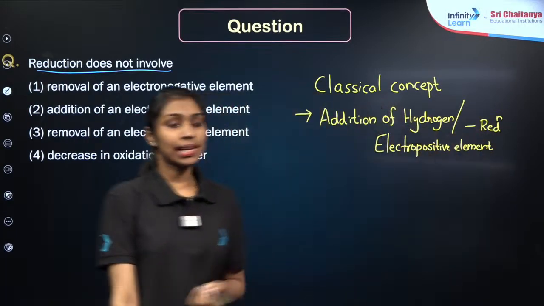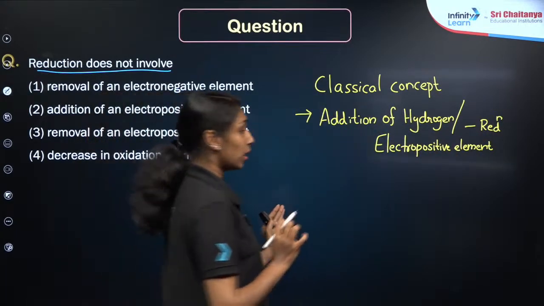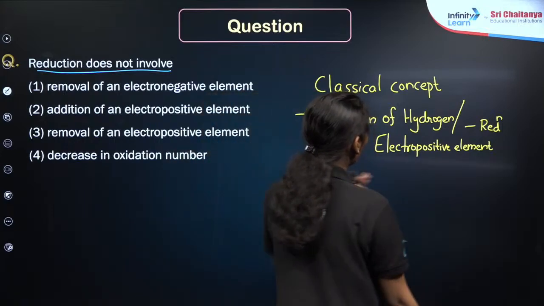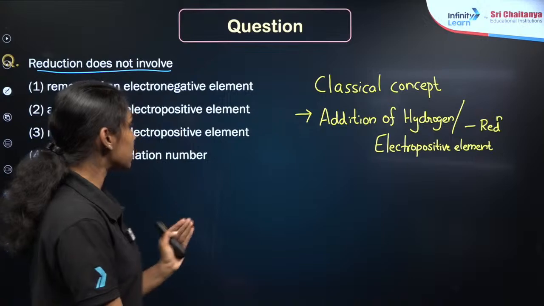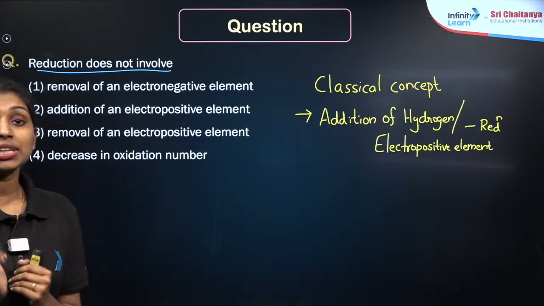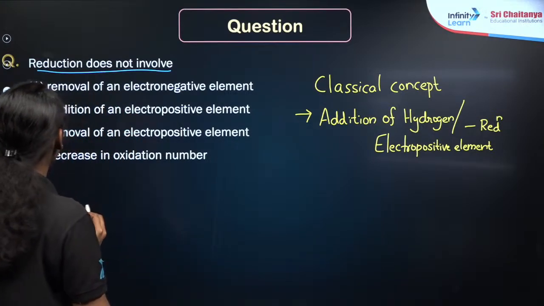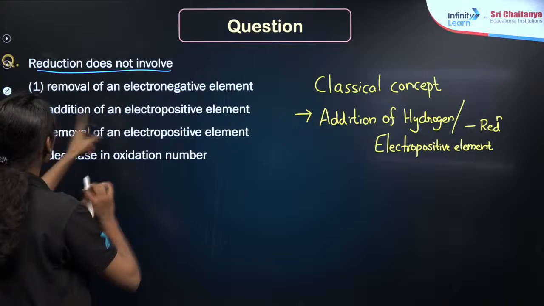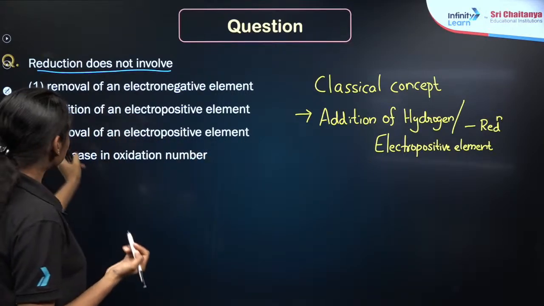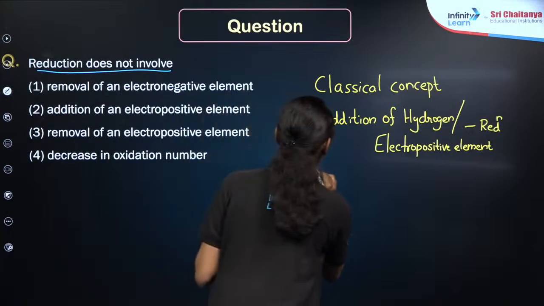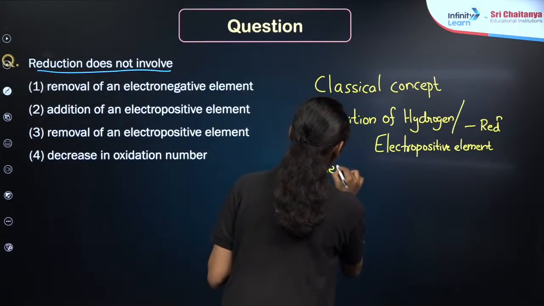According to the classical concept, reduction is known as the addition of hydrogen or addition of an electropositive element. So this will be the explanation of reduction. Addition of an electropositive element, and also the removal of oxygen or any electronegative element.